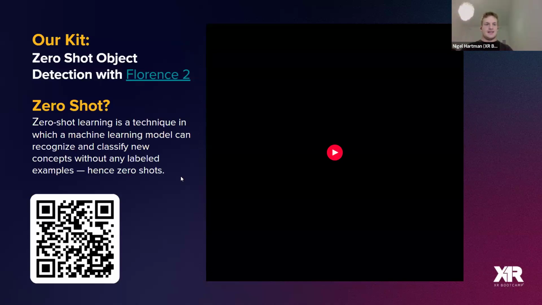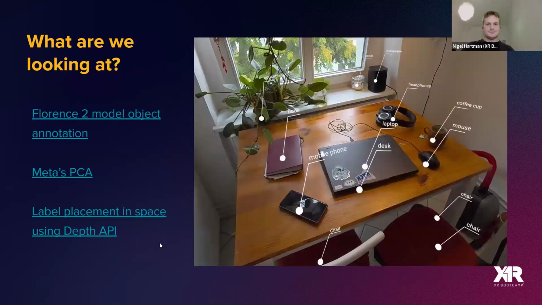And this AI kit is available from the Sense AI Academy and is available here via the QR code. Exactly, there's another view of it. It's using Dev API, Meta's PCA, and the Florence 2 object detection.